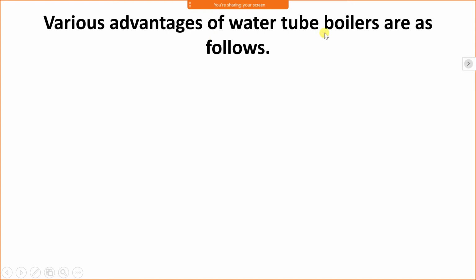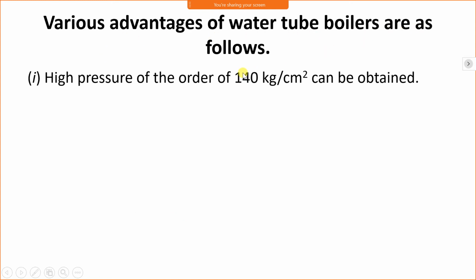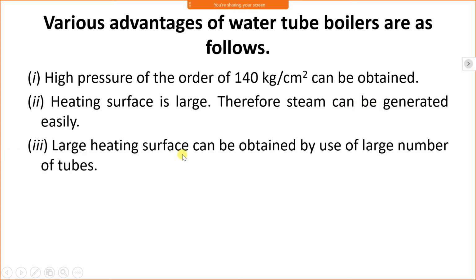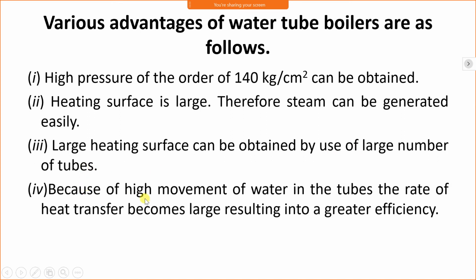The various advantages of water tube boilers are: first, it can generate steam at a very high pressure of the order of 140 kg per centimeter square, which means approximately 137 bar. The heating surface is large, therefore steam can be generated easily. A large heating surface can be obtained by the use of a large number of tubes. Because of high movement of water in the tube, the rate of heat transfer becomes large, resulting in greater efficiency.